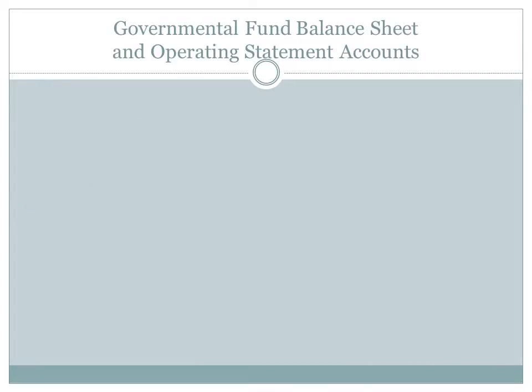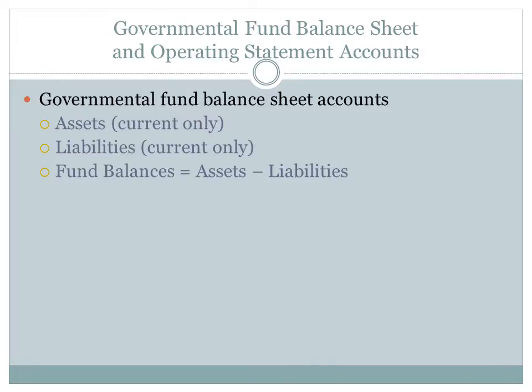Governmental fund balance sheet and operating statement accounts is what we'll cover first. Governmental fund balance sheet accounts are comprised of assets and liabilities, and these are current assets and current liabilities. That's an important distinction because remember, governmental funds have a current resources measurement focus versus the economic resources measurement focus that other funds have, or that for-profit business has, and therefore the governmental funds are the ones that use the modified accrual basis of accounting.